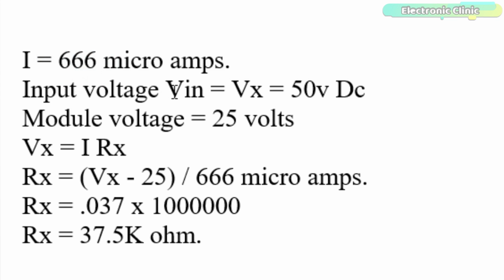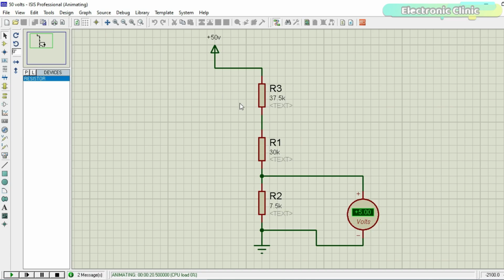Input voltage Vx is equal to 50 volts DC. Module voltage is equal to 25 volts. So using this formula, we can calculate the value of Rx, which is 37.5 kilo ohms. As you can see, when the voltage is 50 volts, you get exactly 5 volts at the output, so your Arduino won't get damaged.